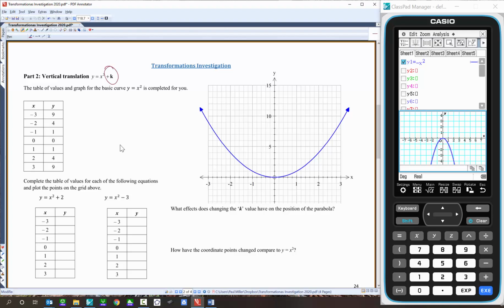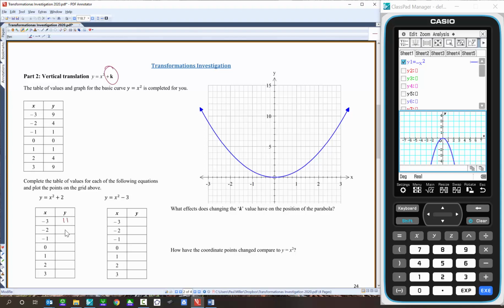And this k value here is the thing that does it for us. Okay, so we've got the y equals x squared already graphed. And what we're going to do is think about what this will do. So y equals x squared plus 2, what this will do is actually add 2 to all the y values over here. So we're going to square them, and that would be what the numbers come out, and then stick 2 on top of each of those.